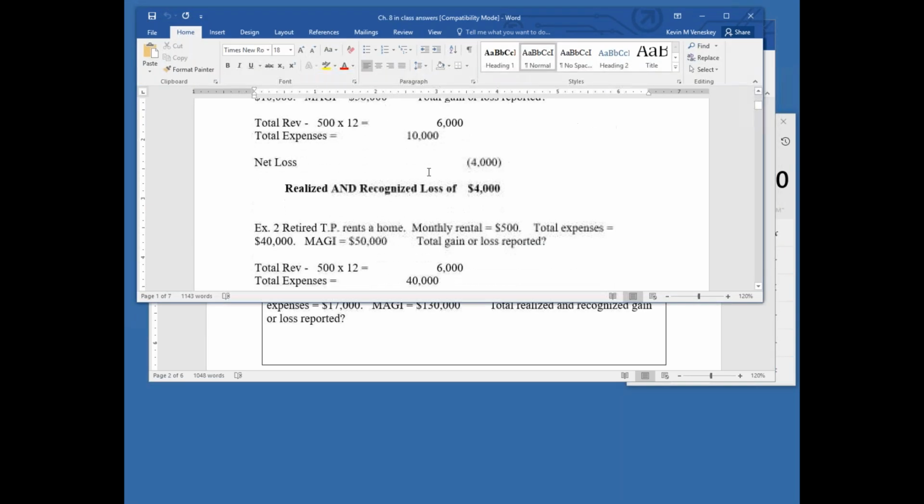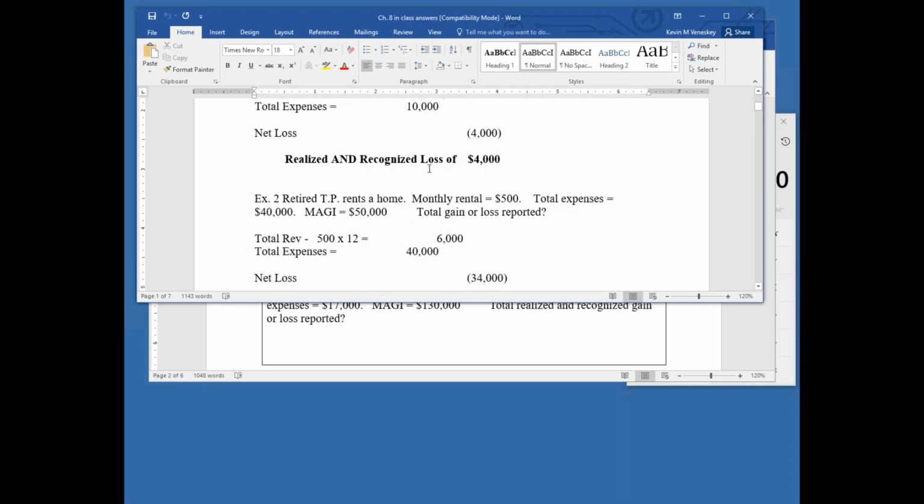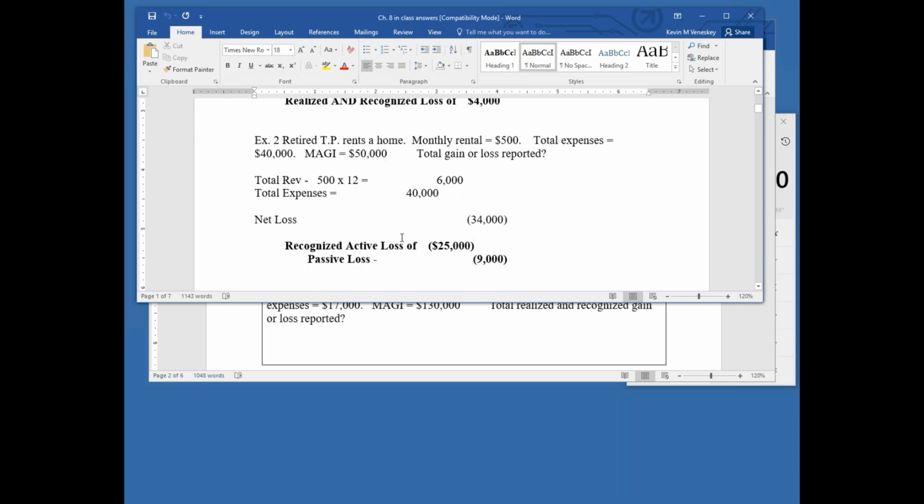Okay, so for this second one, the realized loss is really high, $34,000. Now for tax rules, we can't take any more than 25,000 if this is just a regular type of rental property. So the most I could take is 25,000 here as a recognized loss. The rest of it is considered a passive loss, and I can only offset that against other passive income.